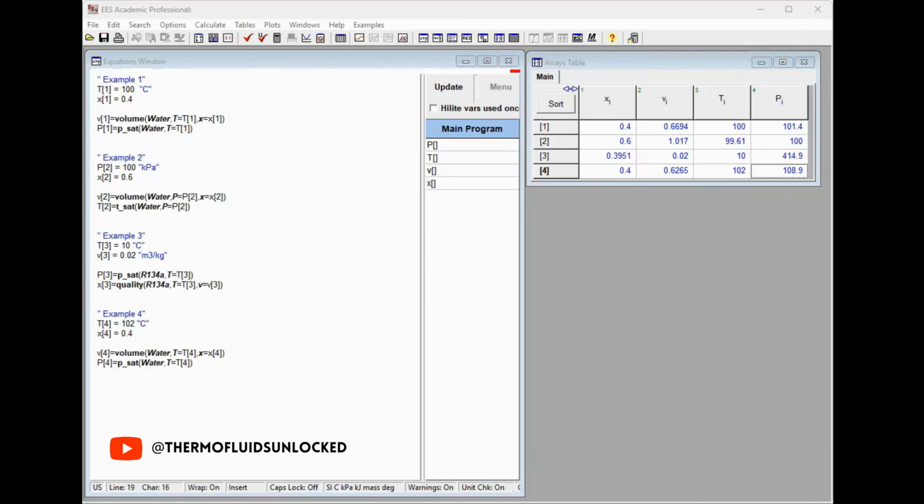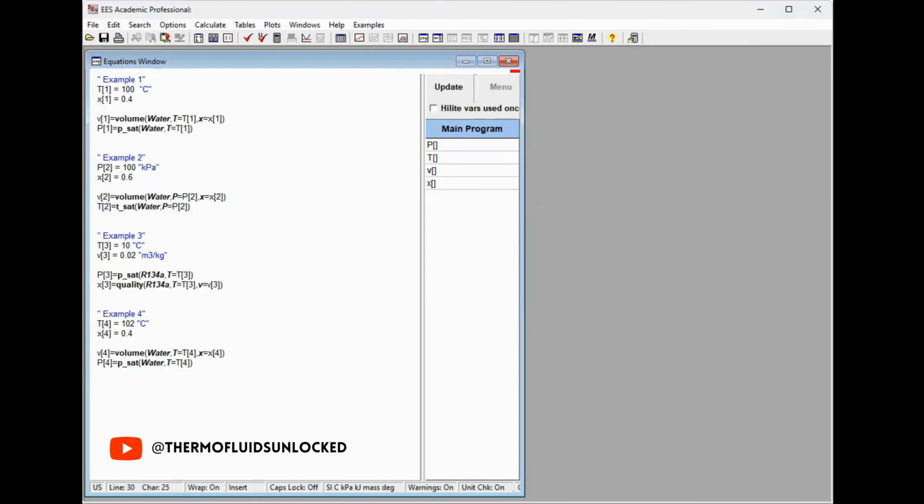Now, let's look at the final example where we should be dealing with a superheated vapor case. So we have P and T given, and we want to find a specific volume. I can just again copy a few of these equations.